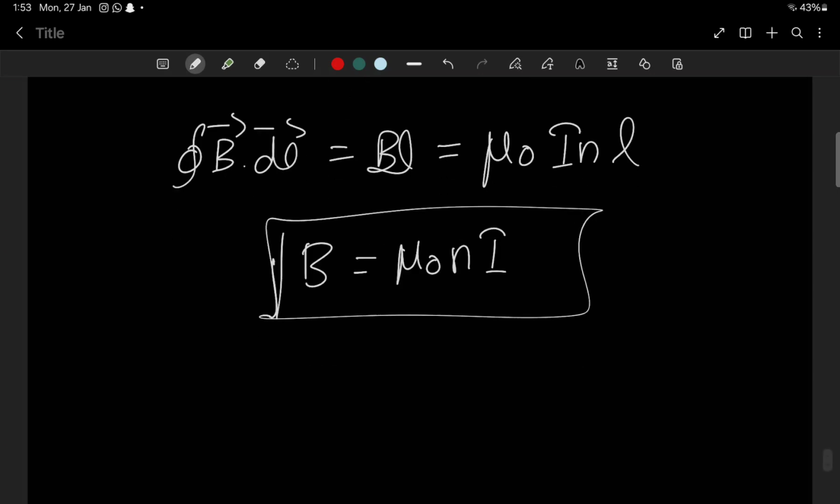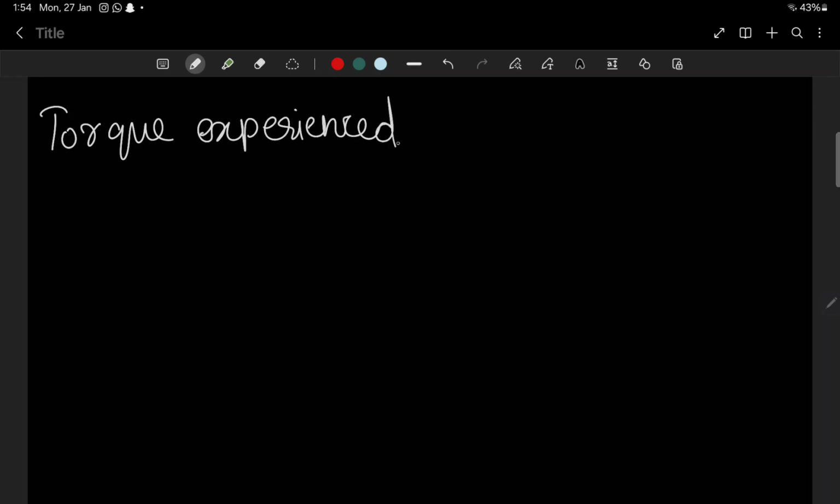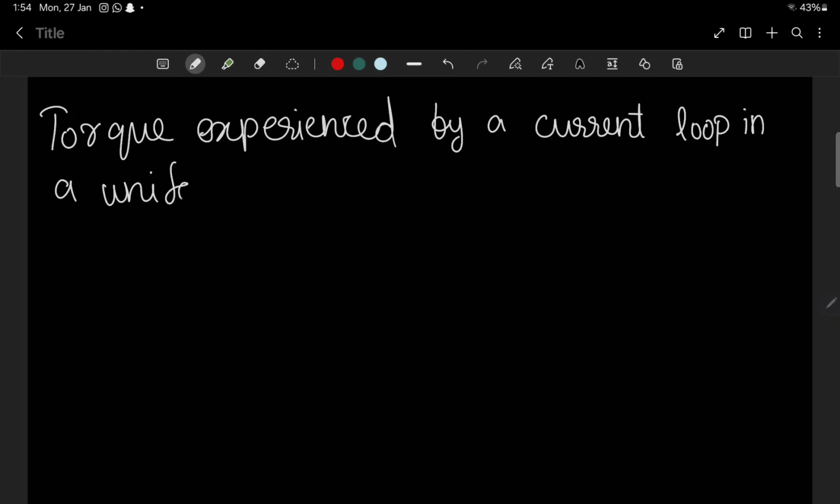Okay, now next we have the expression for this, which is not needed for a derivation. You can easily derive it. So next one is the derivation for the torque experienced by a current loop in a uniform magnetic field.